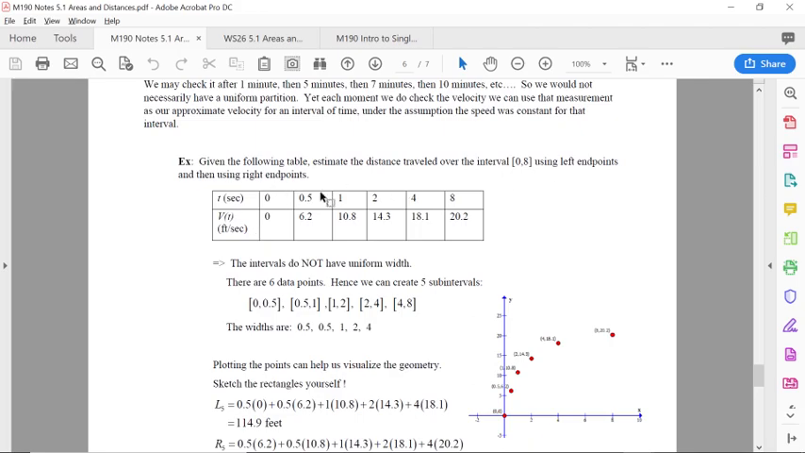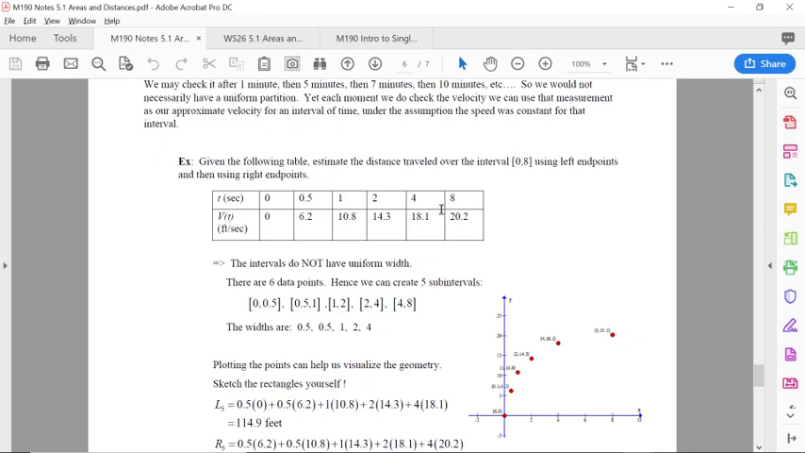So let's say we're given different time values. The first interval here is from 0 to 0.5. That's a width of 0.5. Then the next one is 0.5 to 1, also a width of 0.5. But the next interval is from 1 to 2, so the width has changed. Now we have a width of 1. This is not a uniform partition, therefore.